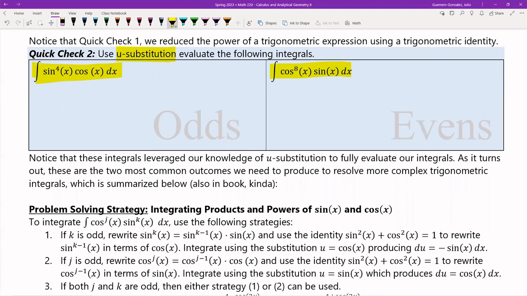The idea behind this section is we're going to have integrals that have higher powers of cosine and sine all together at once. In order to solve those, we're going to be using our trig identities and our knowledge of u substitution to solve the much more complicated ones. So I have a problem solving strategy here.